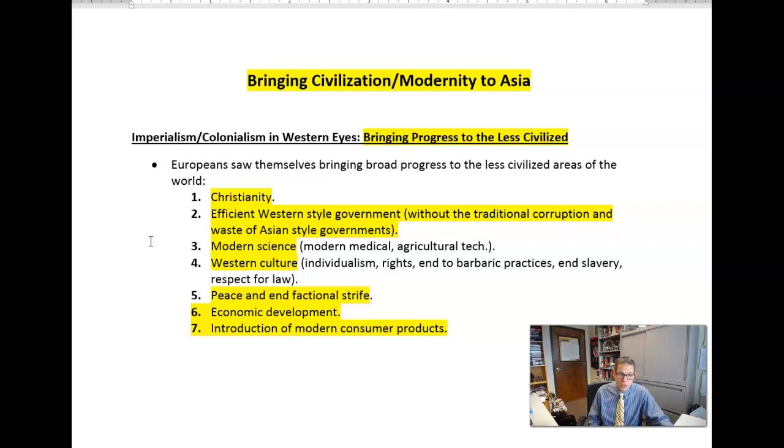Modern science, for example, arriving in Asia, bringing about monumental changes in how things are done. For example, modern medicine, agriculture techniques, etc. Western culture: individualism, rights, and, as Westerners would see it, an end to barbaric practices, in some cases slavery, a more universal respect for the law, again, within the Western context. But that's certainly how the Westerners would see these things, right? I'm trying to give more balance, but that's how they would see it. In their time period, they would see all of these, this list of seven things, as positives.